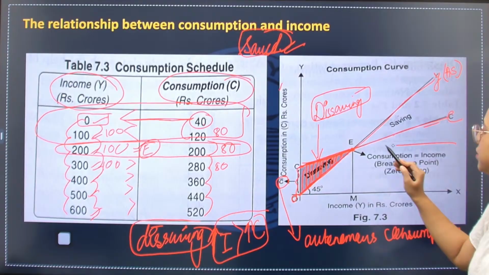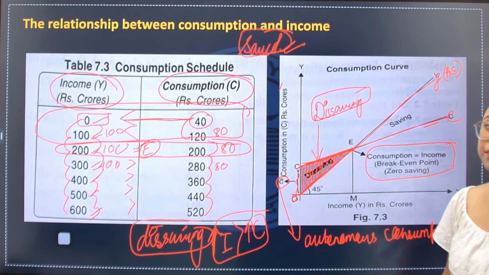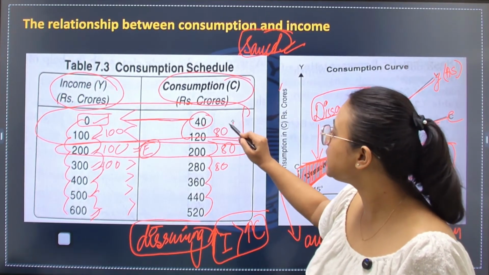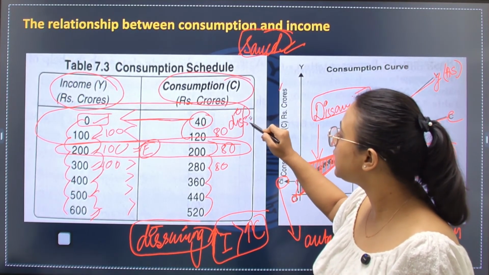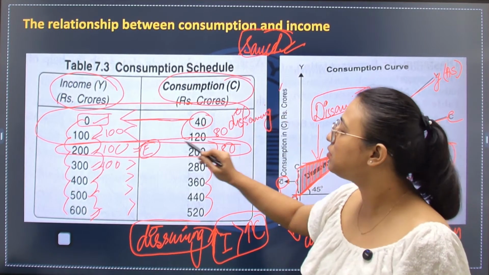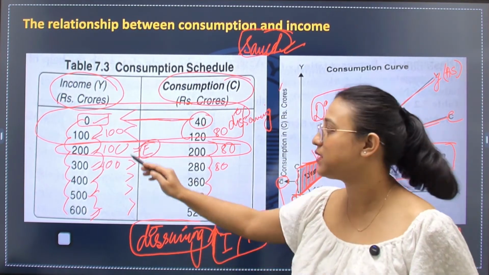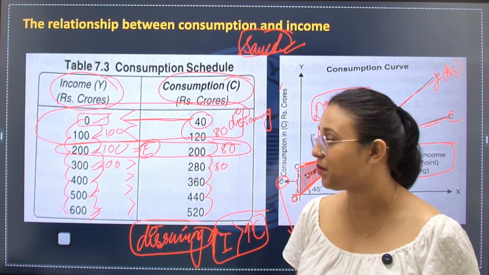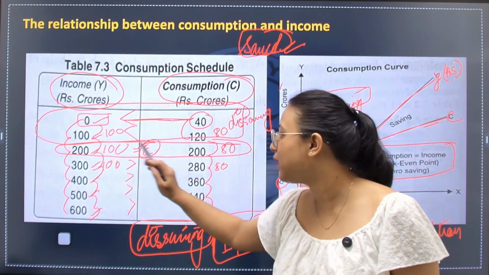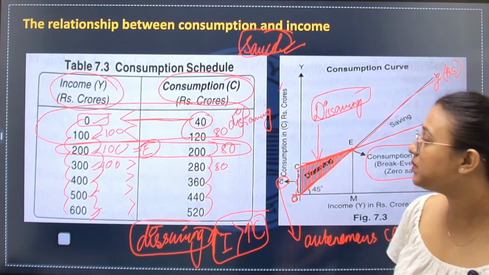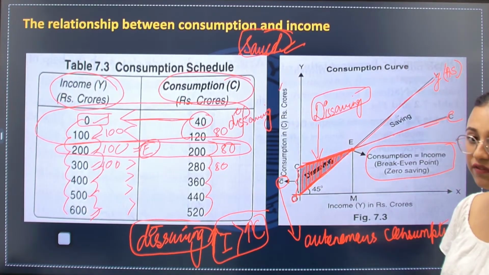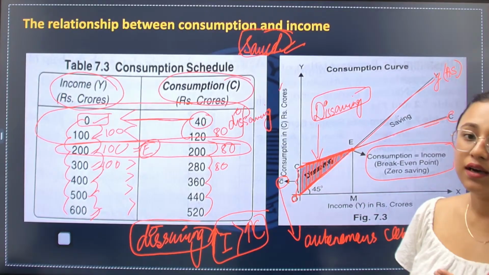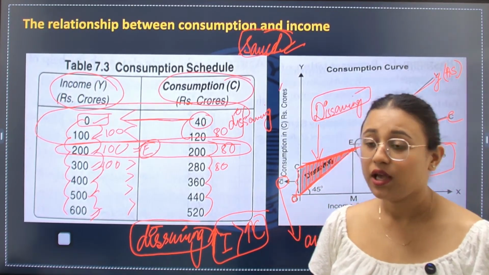At point E, consumption is equal to income. It is also referred to as the break even point, where your savings is zero. Before that there is dissaving, because at zero income you are consuming 40, at income 100 you are consuming more, so of course you are using past savings. At the point which is 200, income is equal to consumption. It is referred to as the break even point, where consumption is equal to income, or rather we can say that savings is zero.